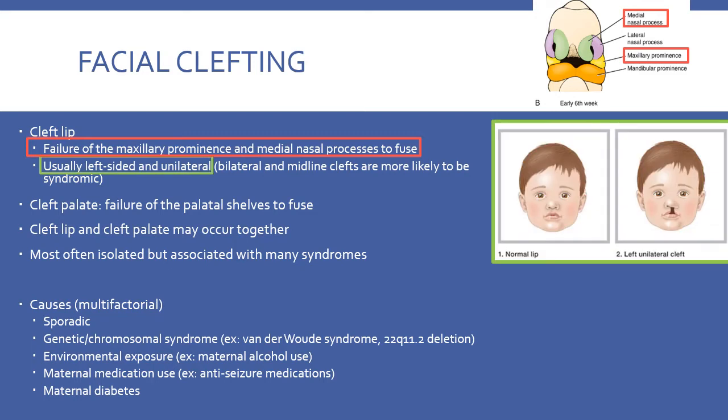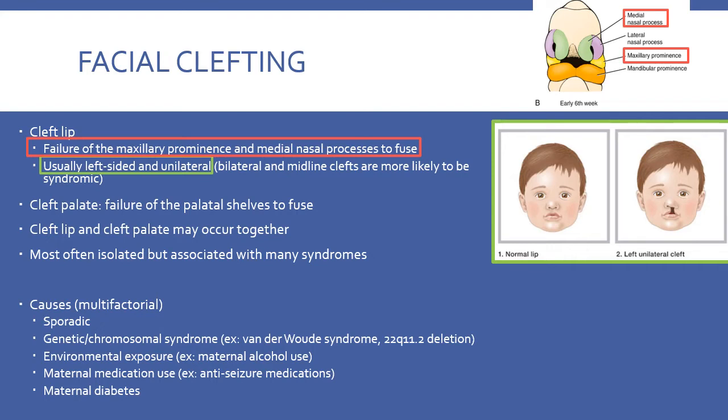Usually, cleft lip is left-sided and unilateral, but not midline. So we talked about this way back in week 1. Usually when cleft lip occurs, it occurs moving down from one nostril towards the lip, or conversely moving up from the lip towards the nostril. At any rate, that makes sense when you think about development. You think about how these structures are coming together.